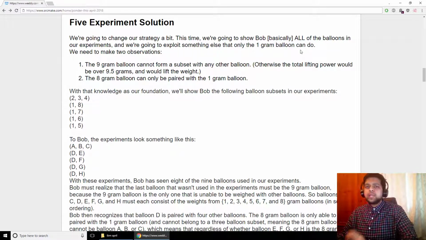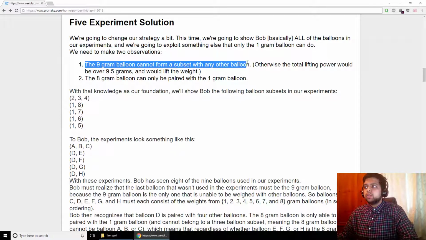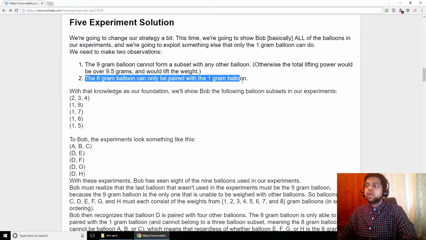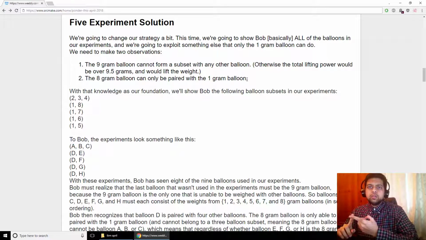And to do that, we're going to make 2 key observations to help us out. The first is that the 9 gram balloon cannot form a subset with any other balloon. Otherwise, the total lifting power would be over 9.5 grams. So the 9 gram balloon can only be by itself. And the other observation is that the 8 gram balloon can only be paired with the 1 gram balloon. The 8 gram balloon can't be paired with the 2 gram balloon because that would form 10. It can't be paired with anything else, only 1. So we're going to exploit that to come up with another set of experiments.